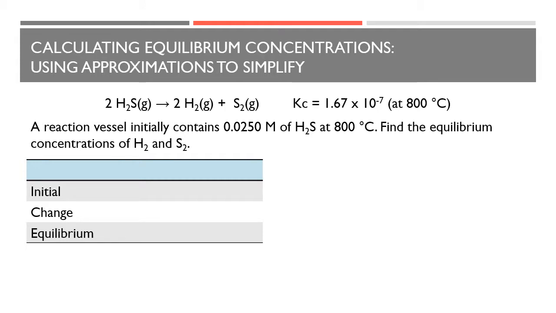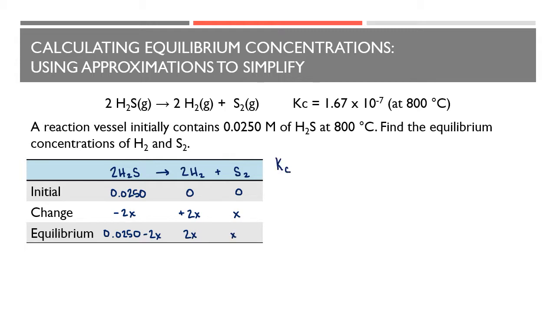Now this is the last type of problem that you will encounter, and this is one where we get to simplify. We get to make some assumptions, simplify, and then go back and check to see if our assumptions were correct. So all I'm doing right now is recording what I'm given, the equation and my initial concentrations. Notice I have only reactants, I have no products. Because I have only reactants and no products, my reactants are going to be negative and my products are going to be positive. So I'm going to continue to fill this out.